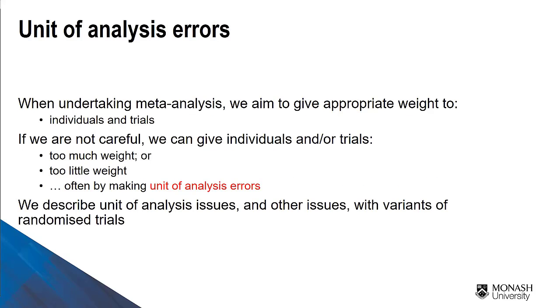So when undertaking a meta-analysis, we aim to give appropriate weight to individuals and trials. And if we're not careful, we can end up giving too much weight or too little weight to the individuals or trials. And this often occurs by making a unit of analysis error. So in this webinar I'm going to talk through some of these unit of analysis errors that occur. I'm also going to touch on issues of bias that can arise in different variants of randomised trials. When I'm talking about variants of randomised trials, I'm thinking that our standard trial design is a parallel group individually randomised trial that would have two groups.